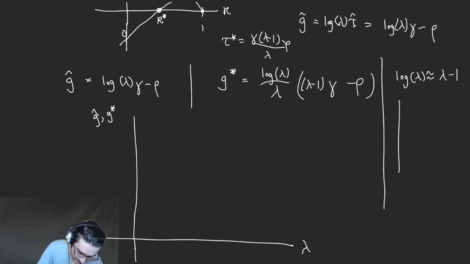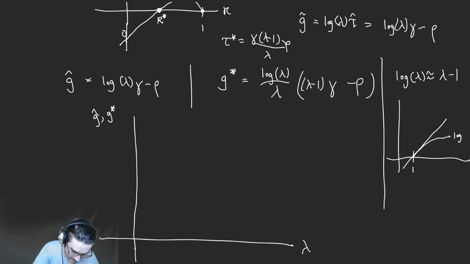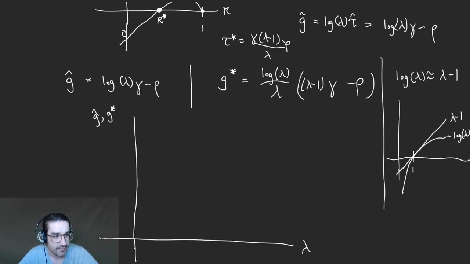I'm going to do a micro plot over here. Here's one. Lambda minus one is just a linear function. The log of lambda looks like that and then peels off. This is what we're dealing with. So lambda minus one is a separating hyperplane, I think, maybe, that touches the log of lambda at one, but is always greater than it. That's true for either case.